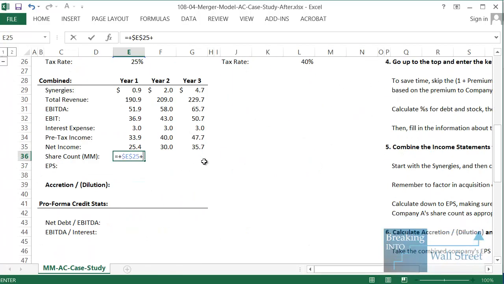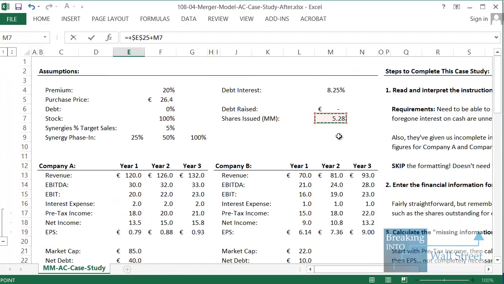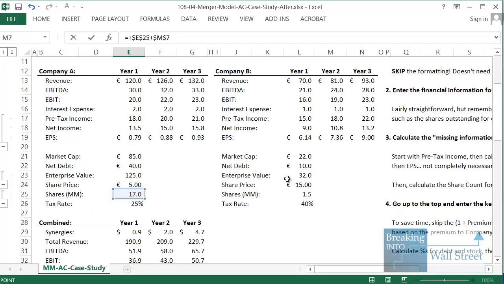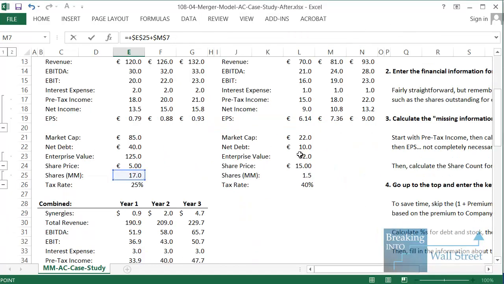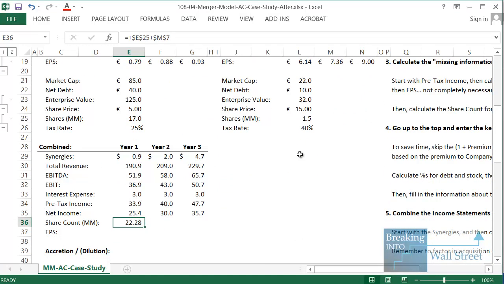Then for the share count, we're going to take company A's shares. We're going to anchor that so it doesn't shift around, and then add the number of new shares that have been issued in this transaction, anchor that because that's not going to shift around. Company B shares are irrelevant. They all go away in this deal. So their share count goes to 0. They have no equity left, no shares left, because company A has acquired all of it and replaced it with these new shares that have been issued. So that's all we're factoring into this analysis.